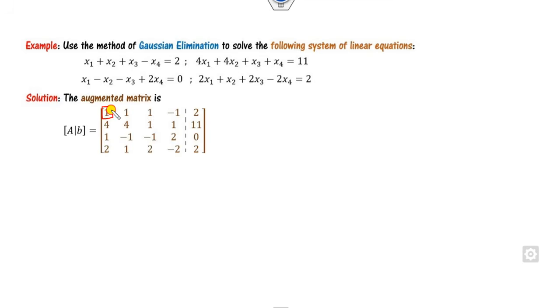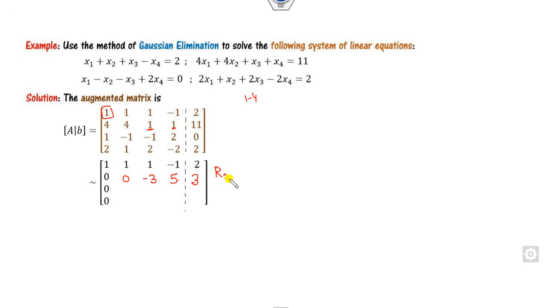You have to write the first box element here. Then I can write the first row, second row, and the rest you can do yourself. So this is 4 minus 4, 0 divided by 1, 0. This 1 minus 4, minus 3 divided by 1, minus 3. This value 1 plus 4, 5. This number is 11 minus 8, 3.